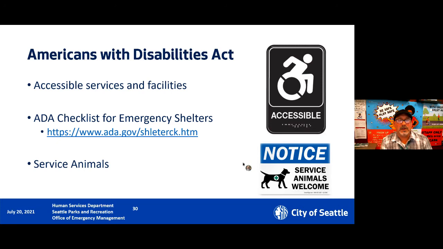And then there are 2 graphics on this slide. The top graphic on the right is the new international accessibility signage with a person in a wheelchair showing the movement because they're mobile and can be accessible. And it also has some Braille for sign language. And then the graphic below that basically indicates that service animals are always welcome at our shelter sites.